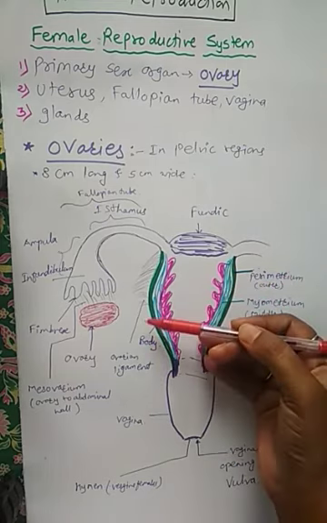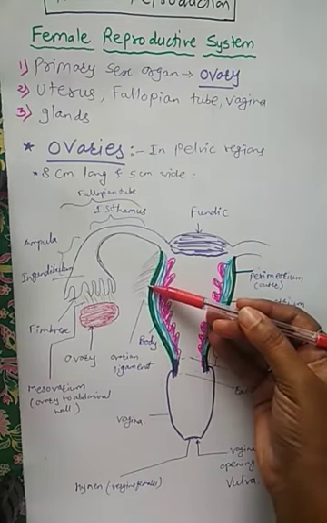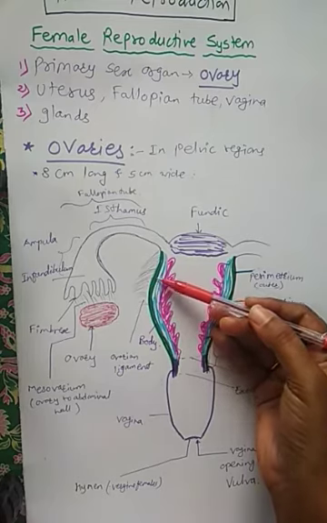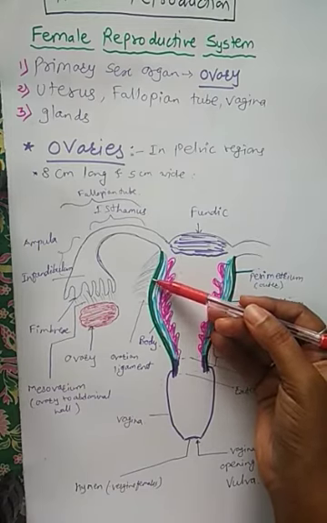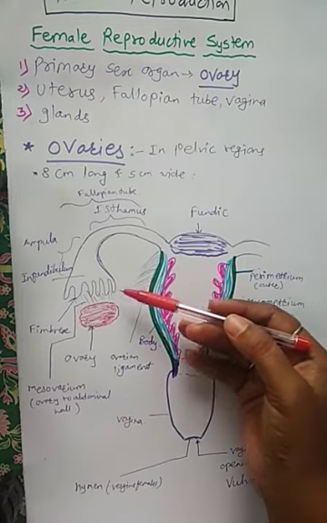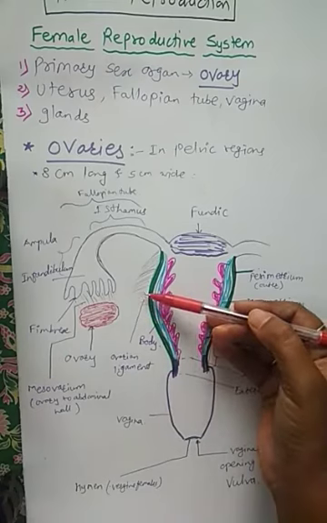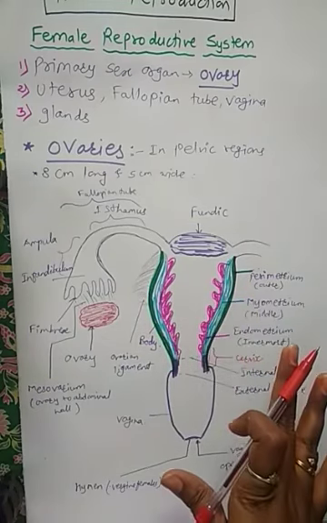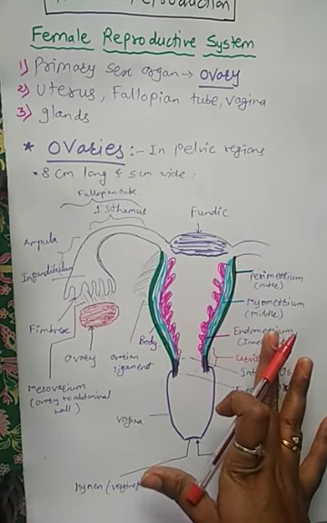One more thing: there are ovarian ligaments, the second mesentery, which helps in the attachment of the ovary to the uterus. So these are the two types of mesenteries: first is the mesovarium and second is the ovarian ligaments. So this is the whole female reproductive system. This is the revision. Thank you.